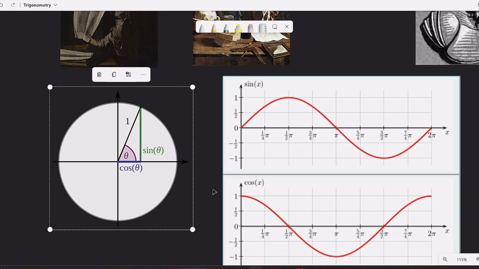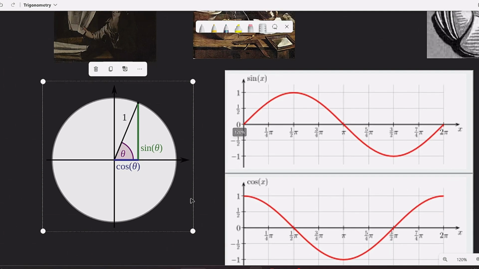And so, similar concept with, I don't know why this is lagging. What is going on? Hold on one second.